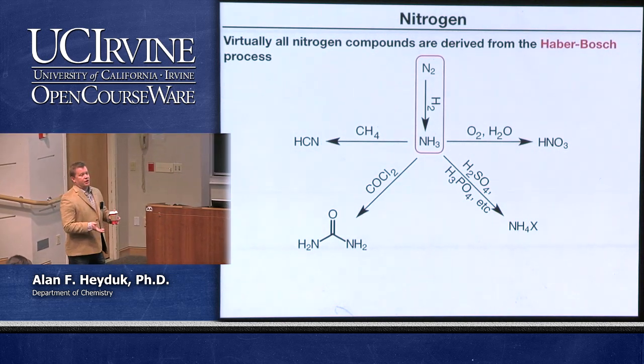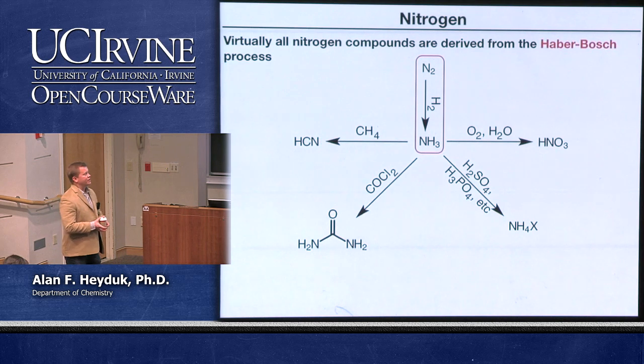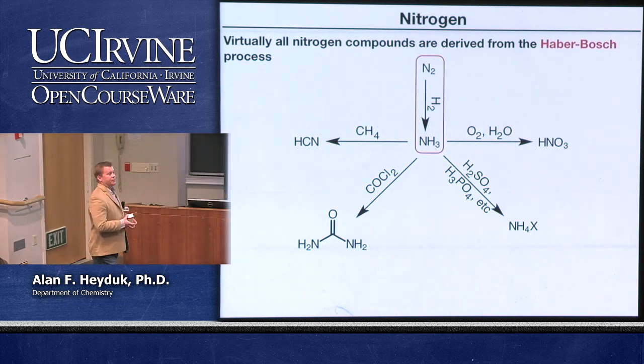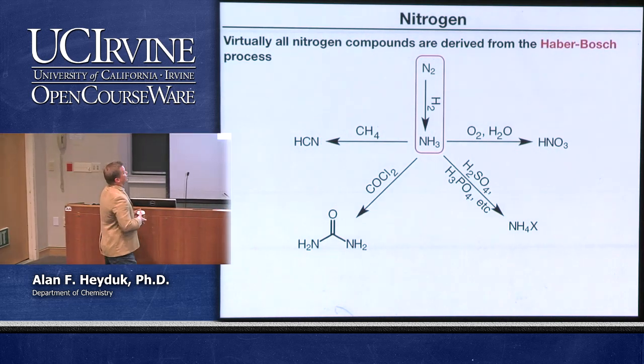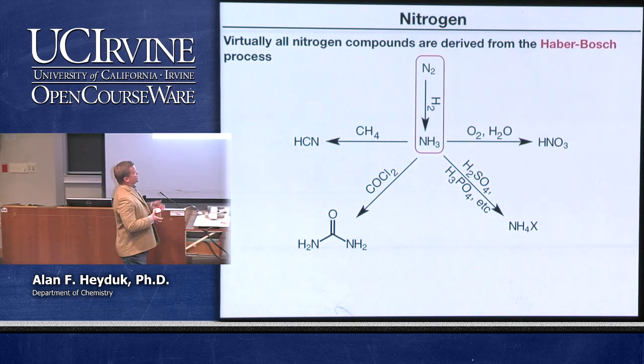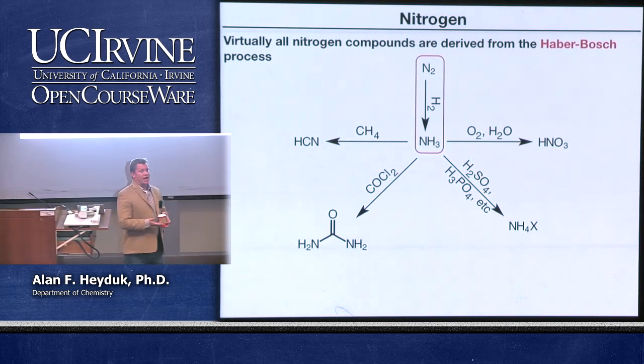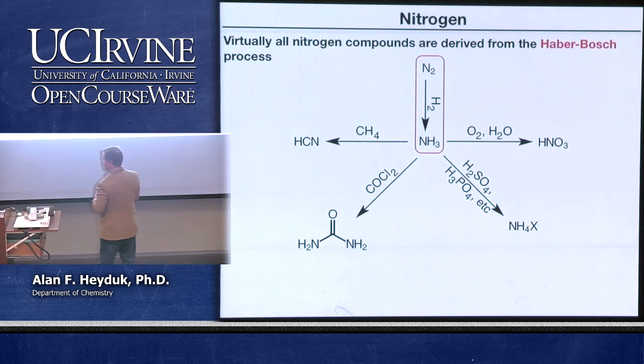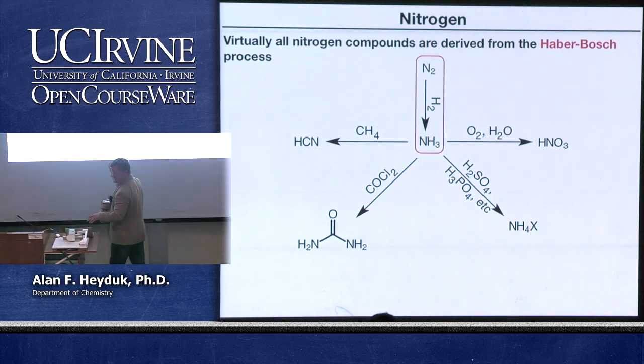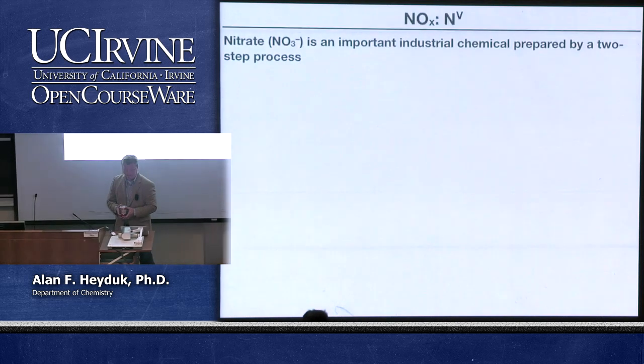I think it's probably no mystery that if you react ammonia with acids, you can generate various ammonium chloride salts. And if you take ammonia, react it with O2 in the presence of water, that's how you generate nitric acid and the nitrate anion, which is, again, a very useful, very important industrial chemical.